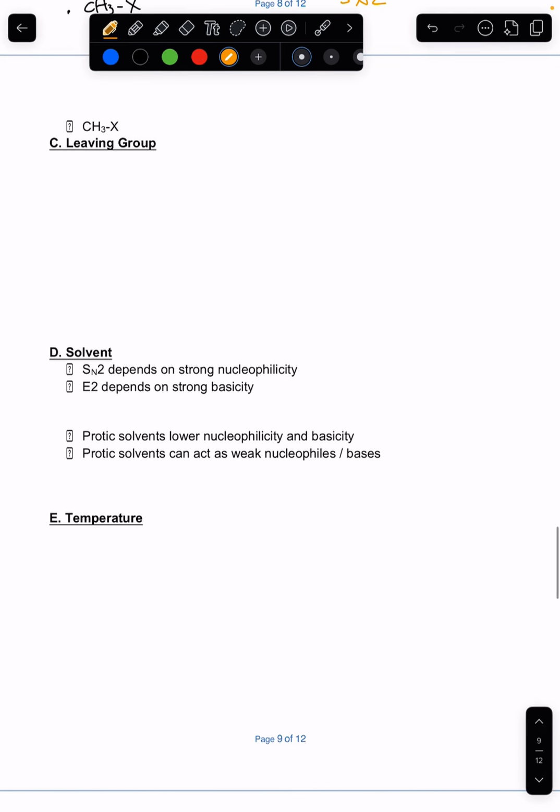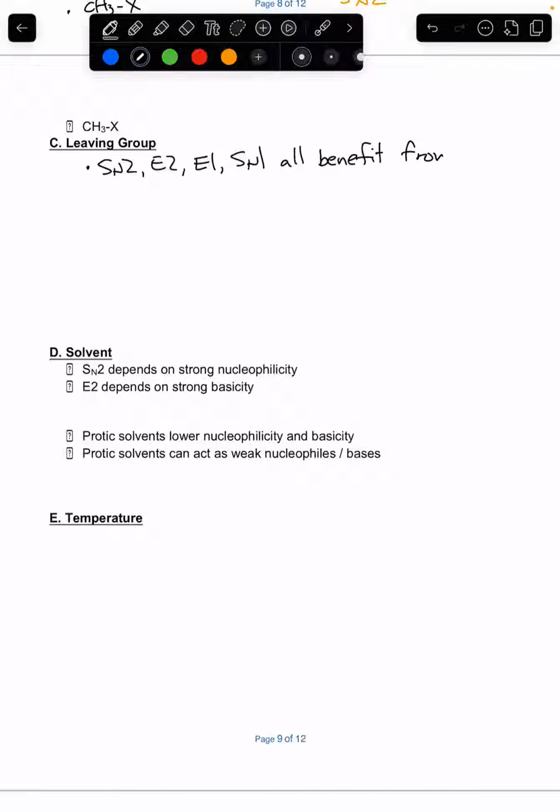Okay. Now let's think about the leaving groups. Okay, so one of the things we could note is that SN2, E2, E1, SN1 all benefit from having a good leaving group, because they all involve a leaving group. So that's kind of across the board. I know that doesn't help us distinguish, but that's a fact.